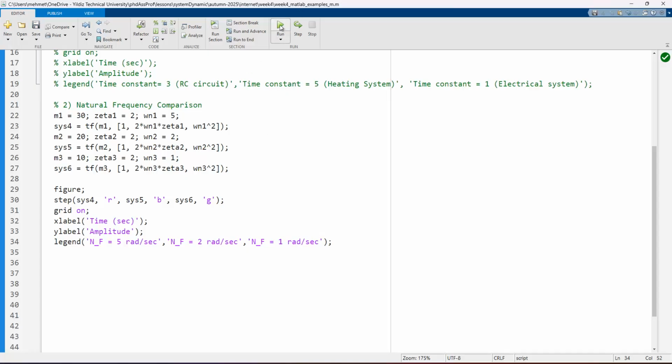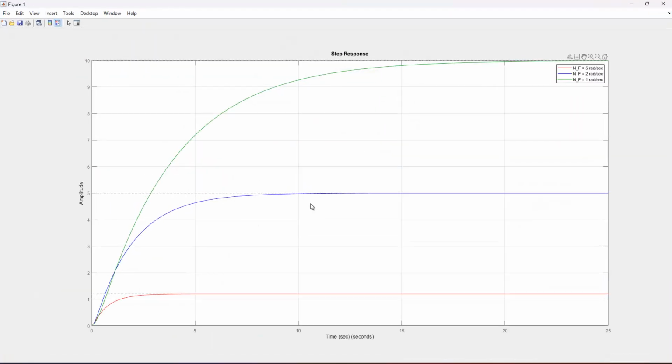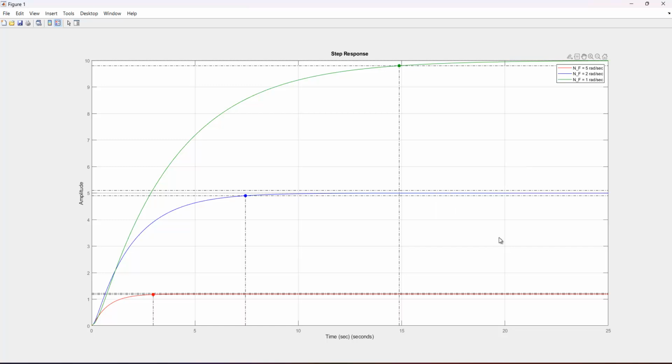Okay, and so if I rerun this code, then we will have this kind of response in here. First of all we need to check the settling time of this system. So in the first place the settling time is for the same zeta number. Its settling time is 3, and the other one 7, and the other one is 1.